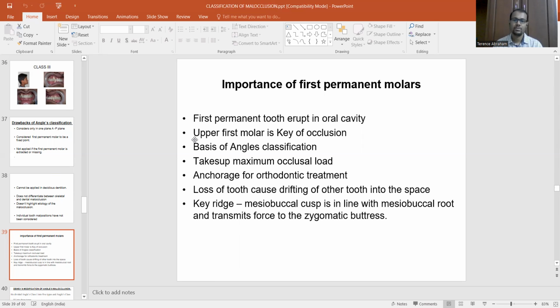So by this, I am going to wind up my class. These are the main basic things. This is the first part of the classification of malocclusion. In the next part I will be covering the various modifications of the Angle's classification. So we'll see in the next class. Bye. Thank you.